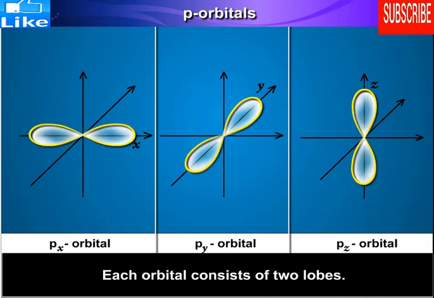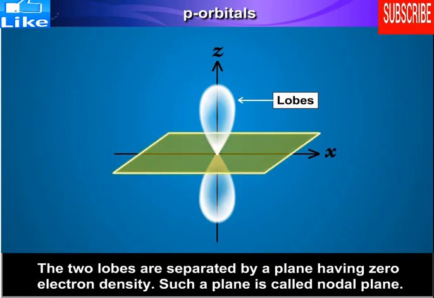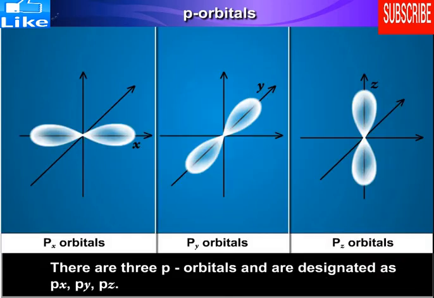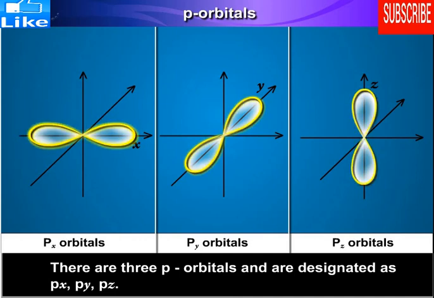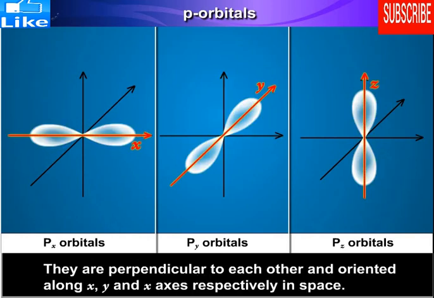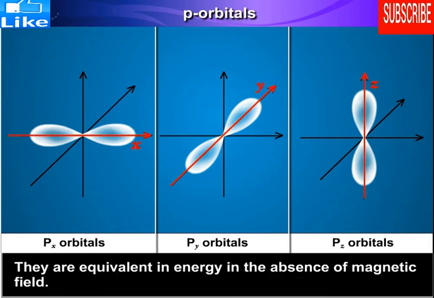Each orbital consists of 2 lobes. The 2 lobes are separated by a plane having 0 electron density. Such a plane is called nodal plane. There are 3 p orbitals, and are designated as px, py, pz. They are perpendicular to each other, and oriented along x, y, and z axes respectively in space. They are equivalent in energy, in the absence of magnetic field.